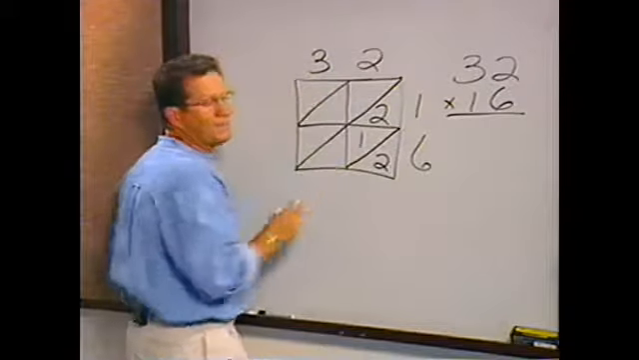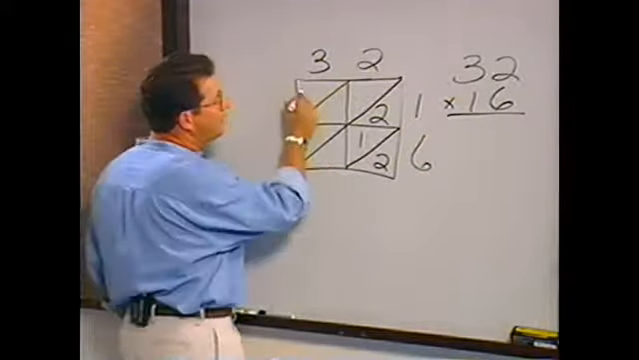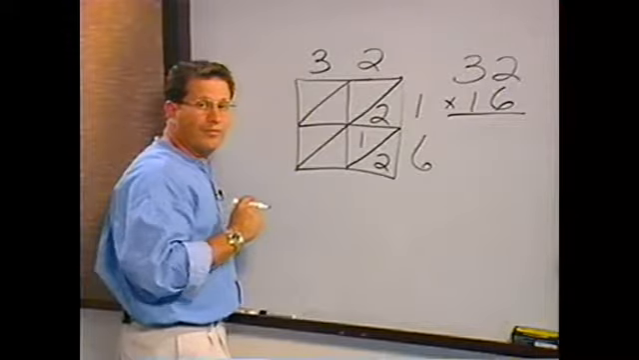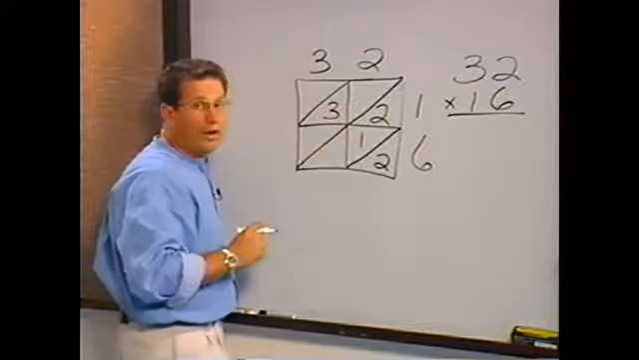Next is 3 times 1. 3 times 1 is 3. Top or bottom, where do you think it should go? It should go in the bottom because it's just the ones.